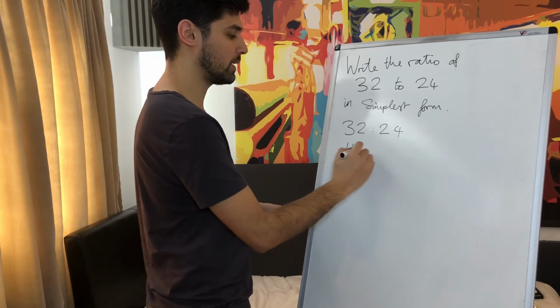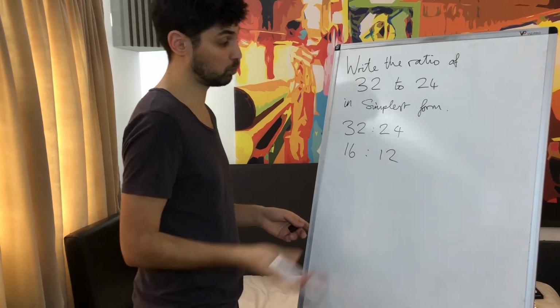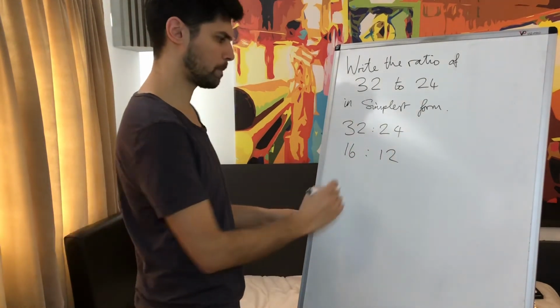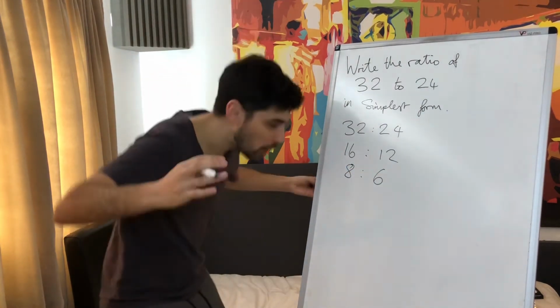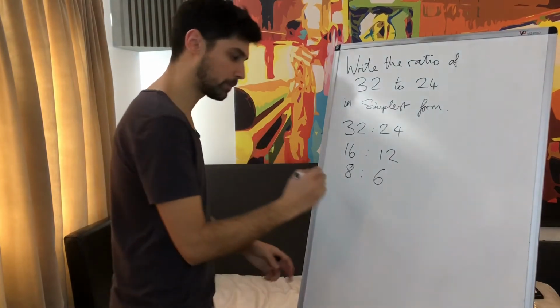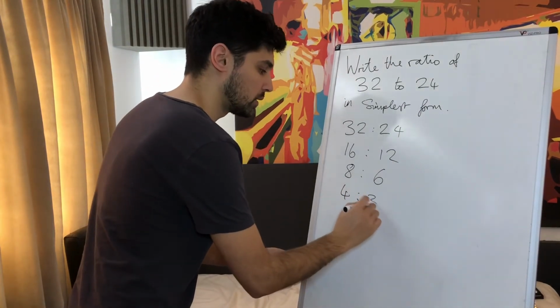So that becomes 16 to 12. We can half them again. They're both even. Why not? 8 to 6. And guess what? We can fucking half them again. Let's do it. 4 to 3.